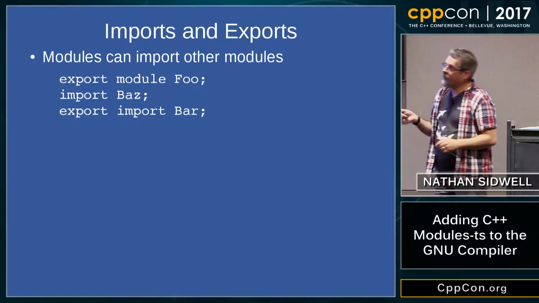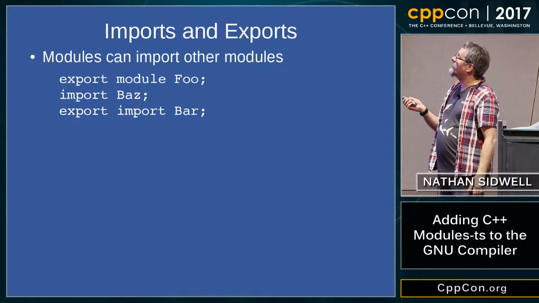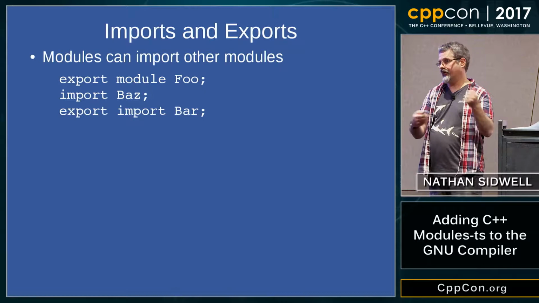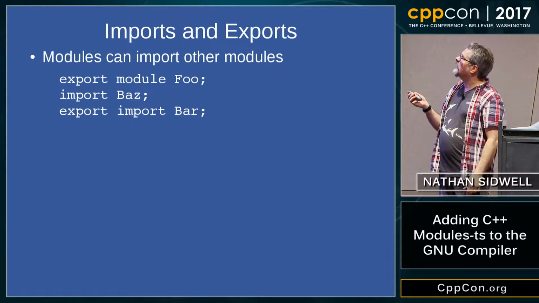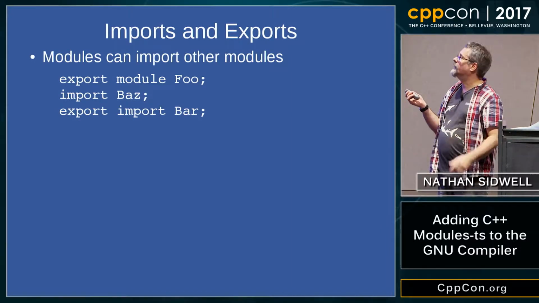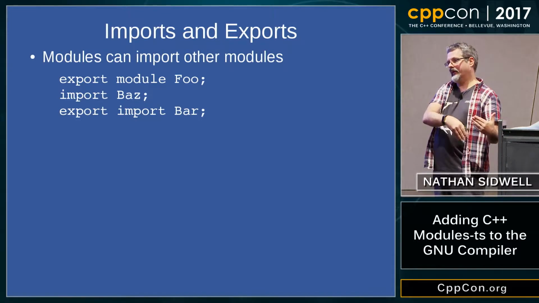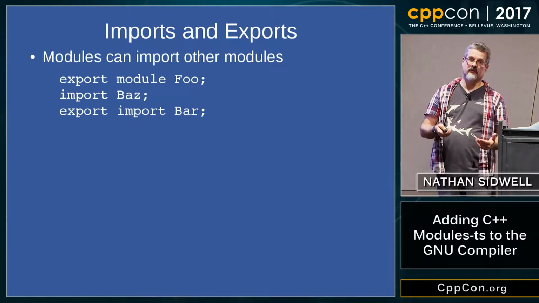So modules export, and you can import other modules. Not only does user code import modules, but modules themselves can import other modules, so you've got dependencies. And I'm reusing my name, so sue me. I'm going to import Baz and use that internally inside the implementation of the foo module.